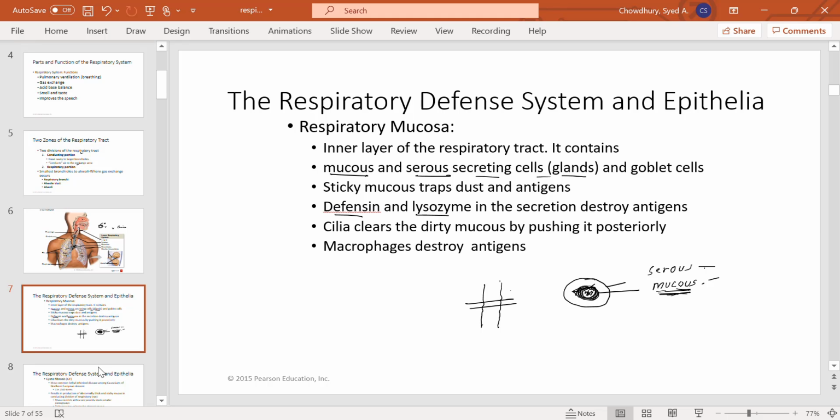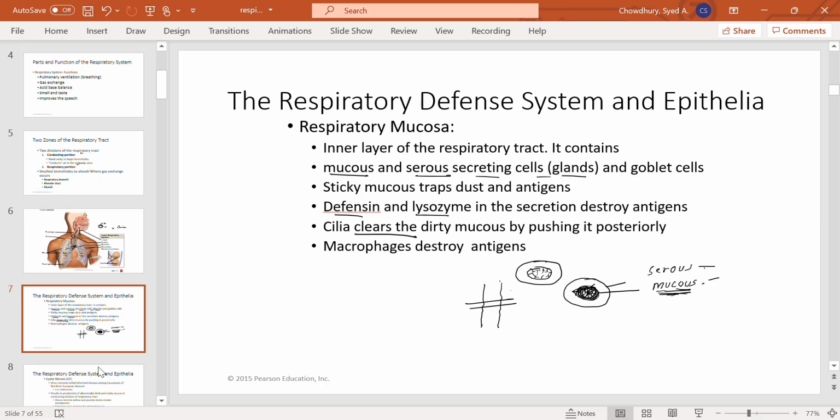Also, if you see the inner lining, there are soft hair-like structures. Let me draw here again. So, you have soft hair-like structures. These are called cilia, and cilia move together to push the dirty mucus posteriorly. By the movement of the cilia, the mucus that traps the microorganisms, other antigens, or dust would be cleared. We need to clear that dirty mucus all the time, right? So the cilia work like a broom.